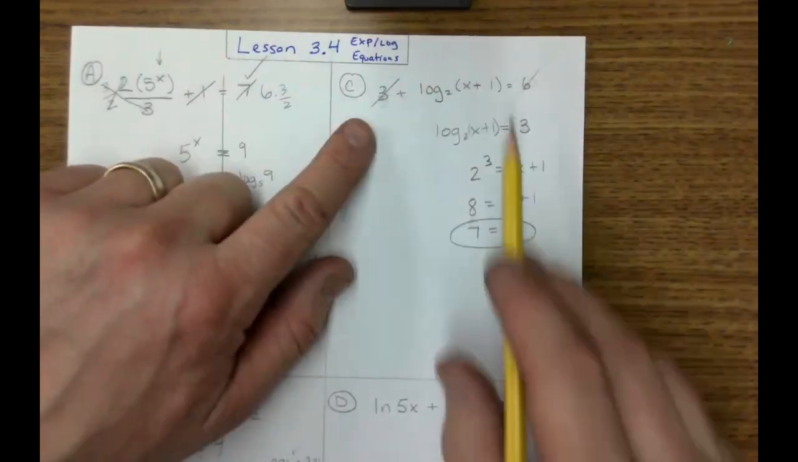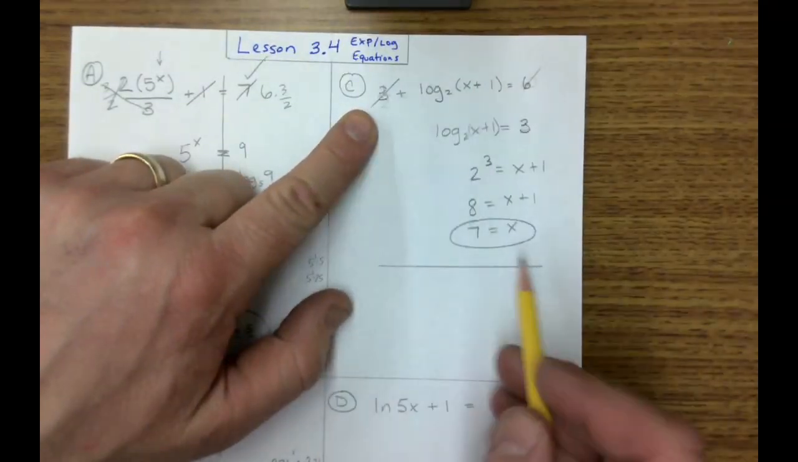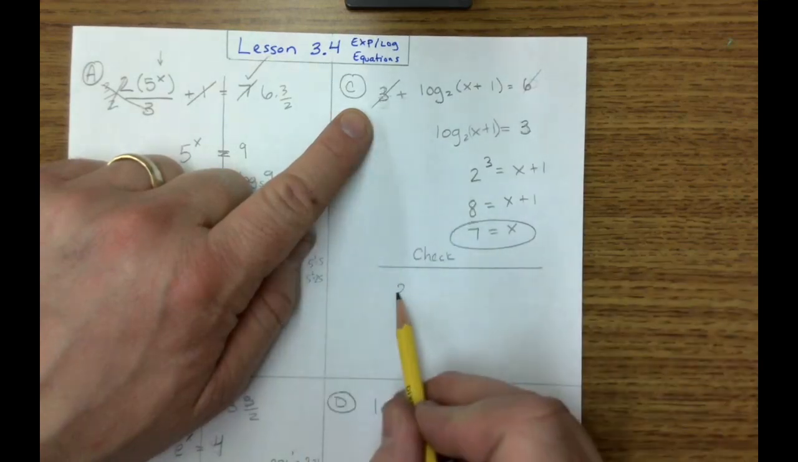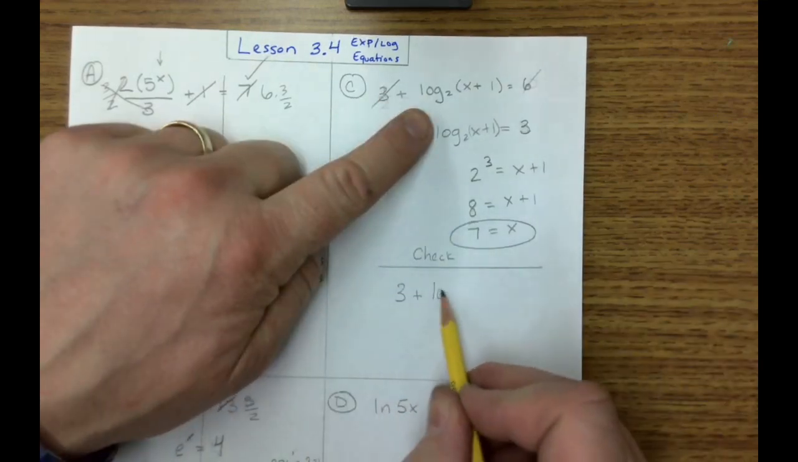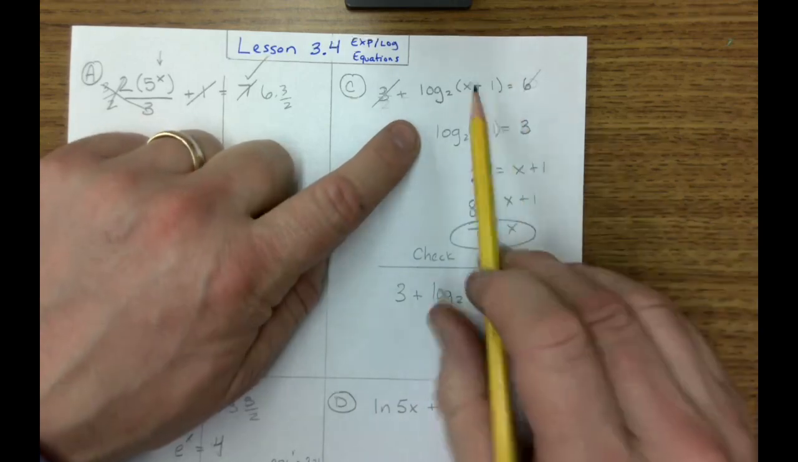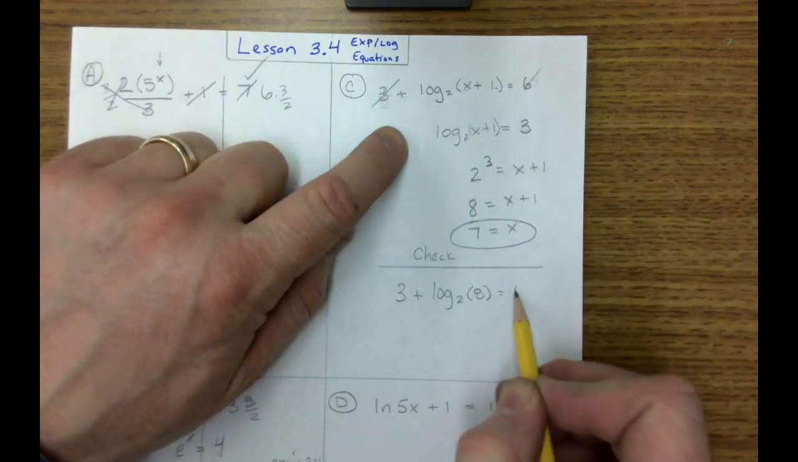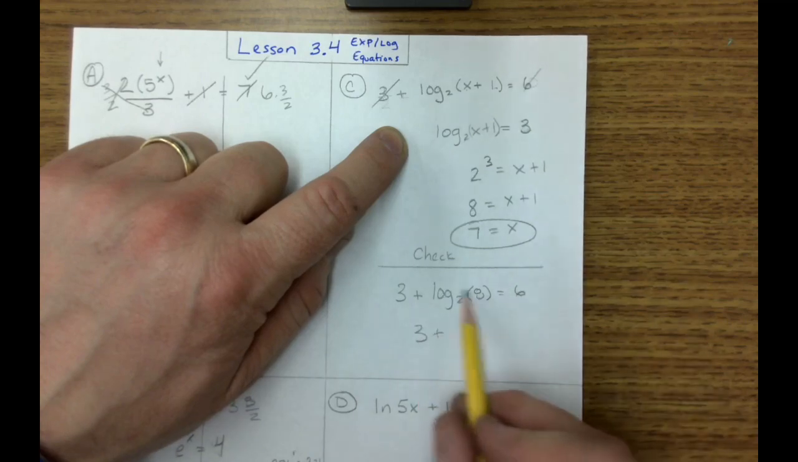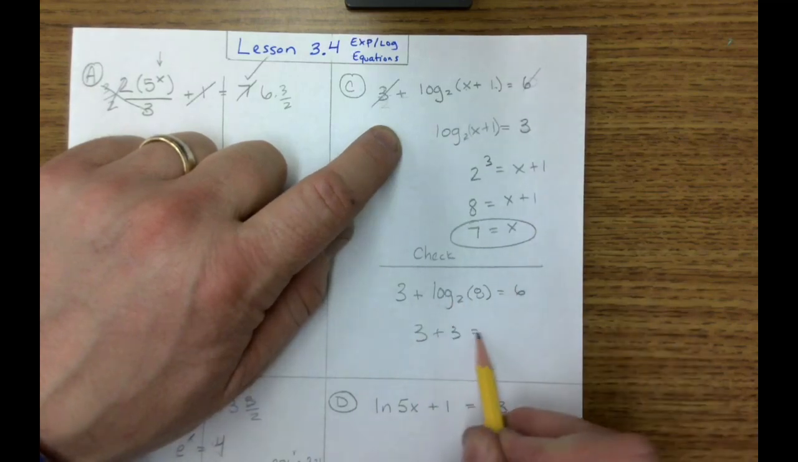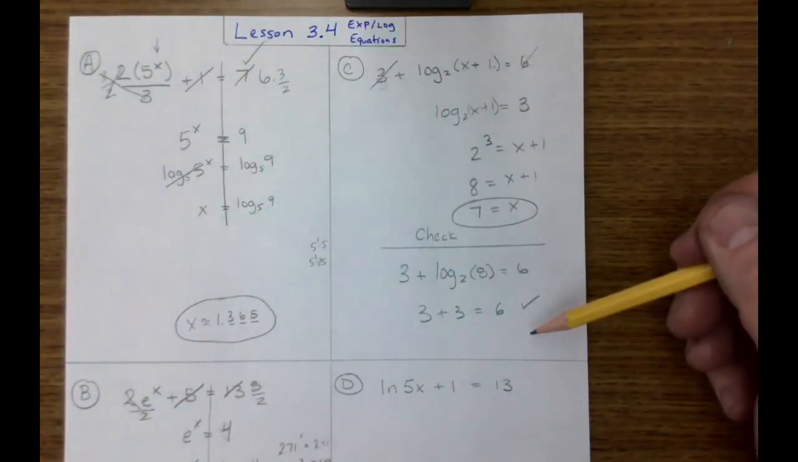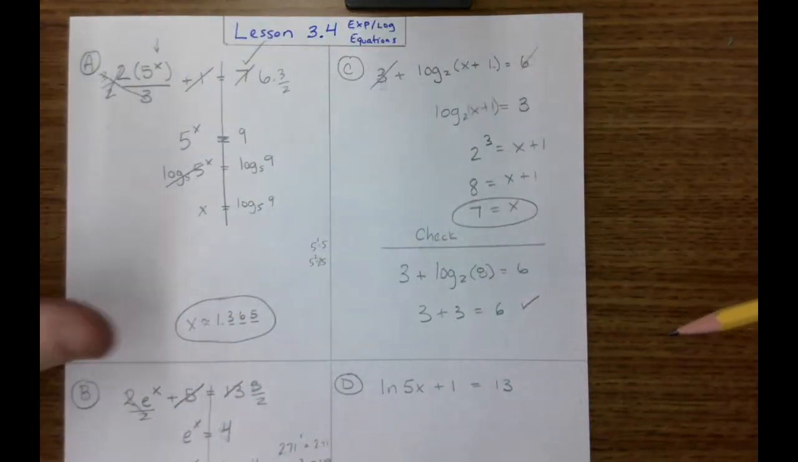We can check this by just plugging this in right here. Let's do the check without the calculator this time. 3 plus log base 2 of x plus 1. 7 plus 1 is 8. So that's 3 plus, we don't even need a calculator for that. That's 3. And yeah, 3 plus 3 is 6. So you can always go through and check them. If they're easy, check them without a calculator.